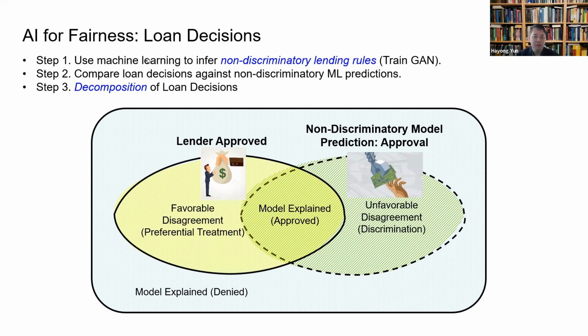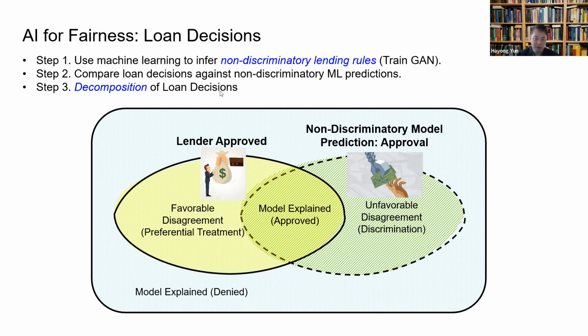So how do we do this? We first train a GAN using the data, based on what we think are non-discriminatory decisions. So we train a network that takes the borrower and loan profile and makes predictions of loan decisions that simulate the non-discriminatory lending rules. Once we have that, that's our baseline. We can compare those predictions against the actual loan decisions.